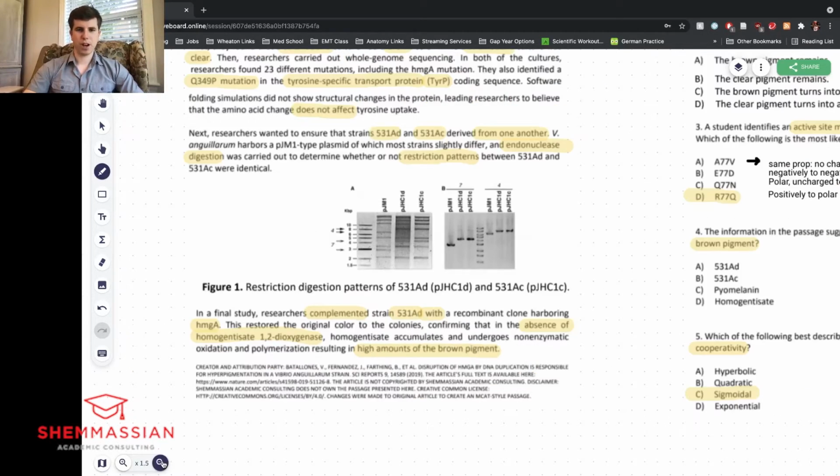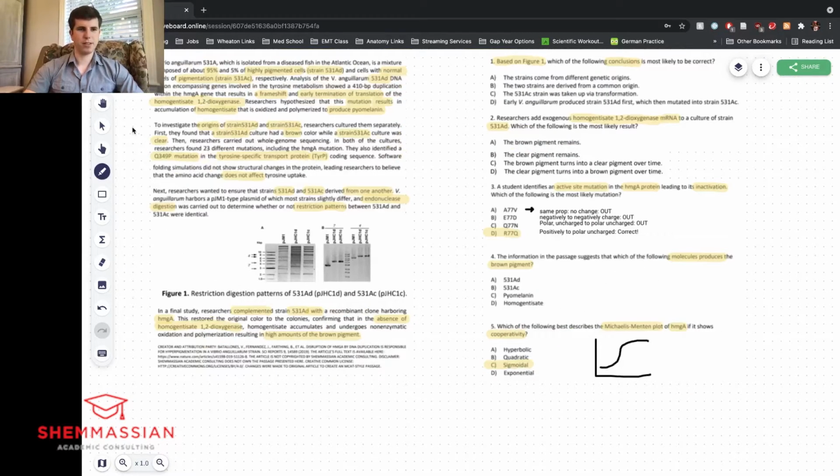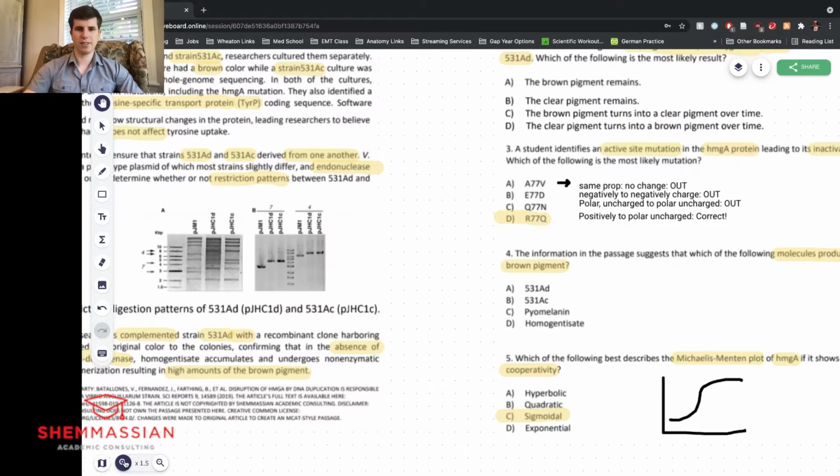Still talking about brown pigment. I know there's a question about that, so good. I'm feeling pretty good on the passage there. I feel like I've highlighted important things in case I need to refer back. And let's answer our last 3 questions here.